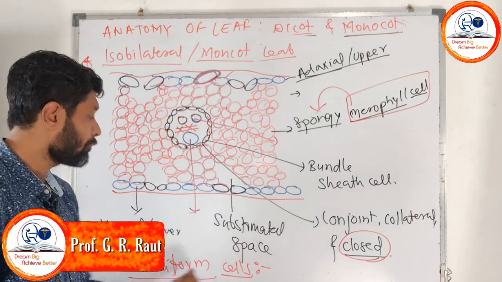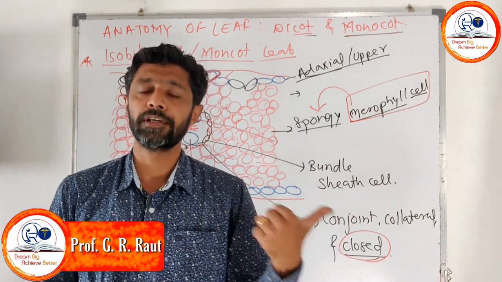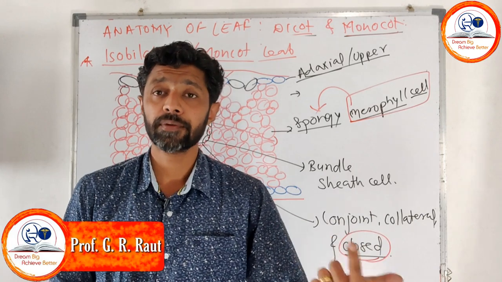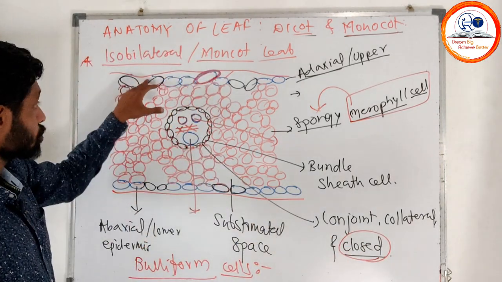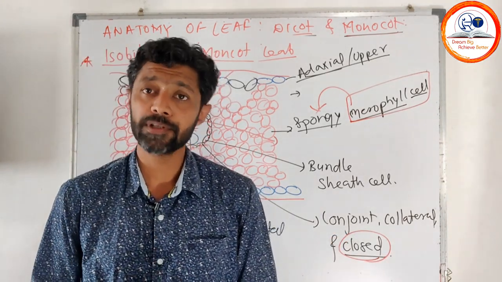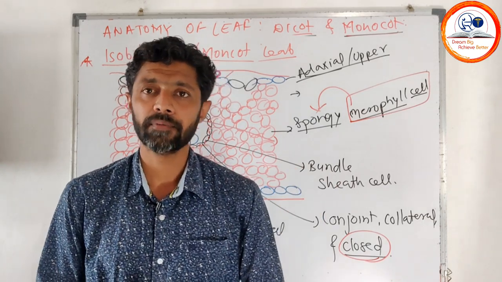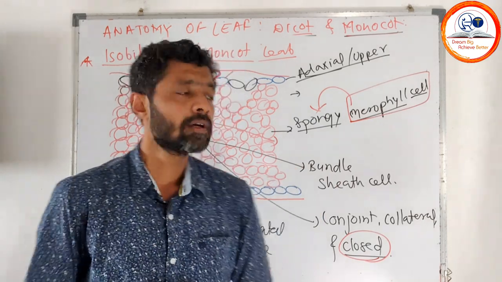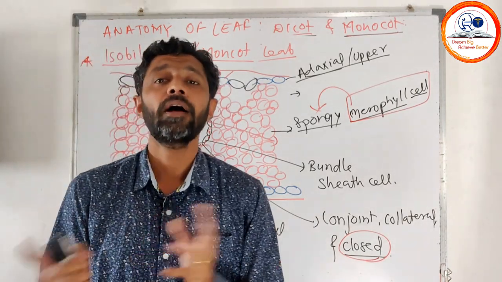Then bulliform cells are present on the upper epidermal surface of monocot and remain absent in the dicot. Here stomata are present on both the surfaces, upper epidermis as well as lower epidermis in monocot, and stomata are present only on the lower epidermal surface in dicot. These are certain different things you have to remember about the anatomy of dicot and monocot leaf.